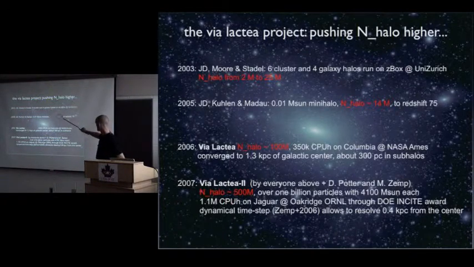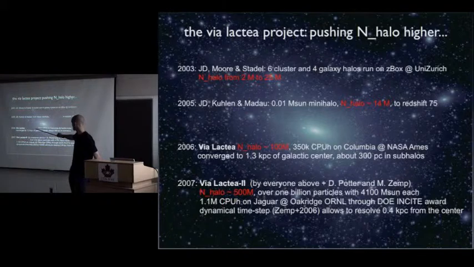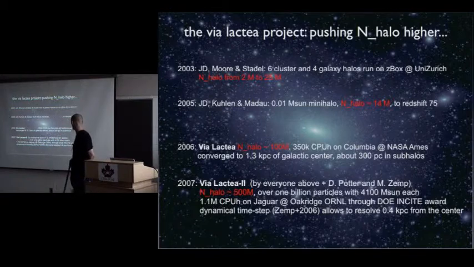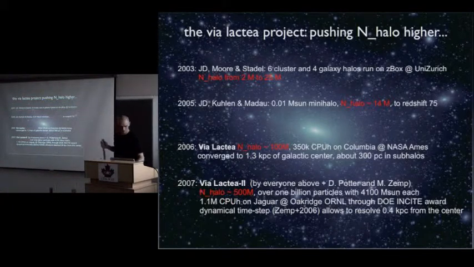Then we made a jump to about 100 million particles in one halo in the first VL2 simulation. And last year we were able to go to half a billion particles within the halo, and that's a simulation that uses over 1 billion particles in total. It took over 1 million CPU hours on one of the fastest computers at Oak Ridge National Lab. Another improvement besides the number of particles is that it uses a more physical criterion to assign the individual time steps for the particles. I'll come back to that a bit later.